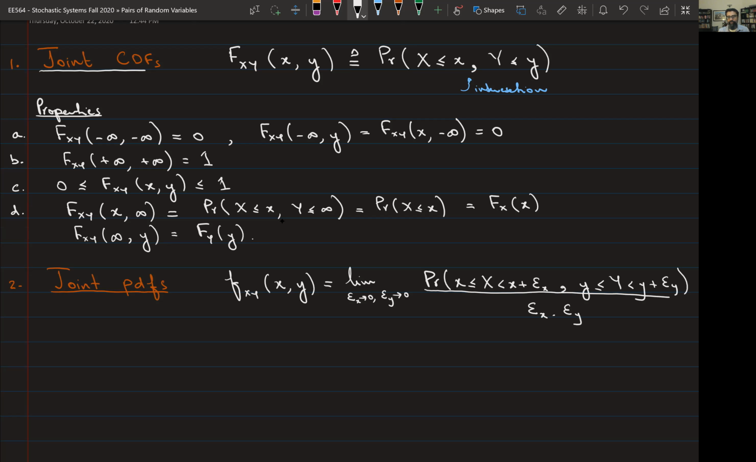Now, if somebody could try to explain this in words, this is where I can help you. If I go back to a single random variable, we said that the PDF of the random variable capital X evaluated at small x is the probability that that random variable lies in an infinitesimally small region centered around x, divided by the length of that region. So that was a PDF for a single random variable.